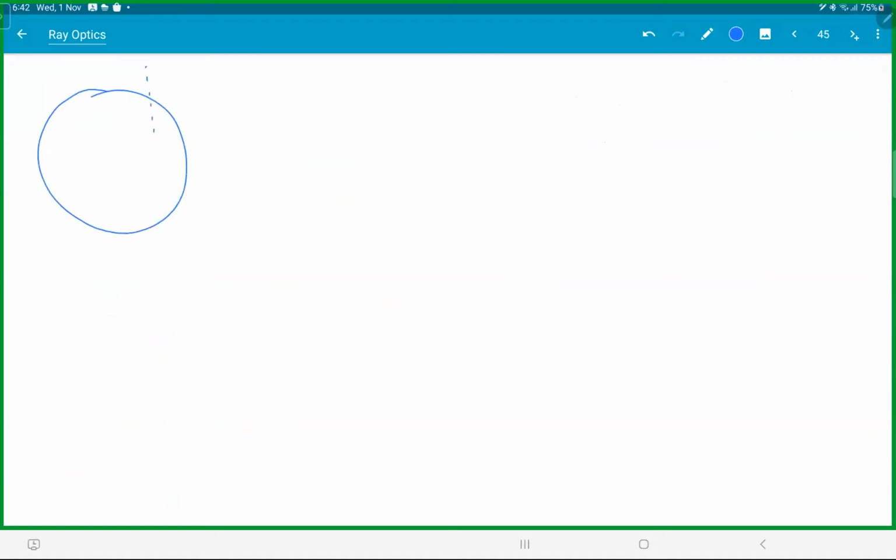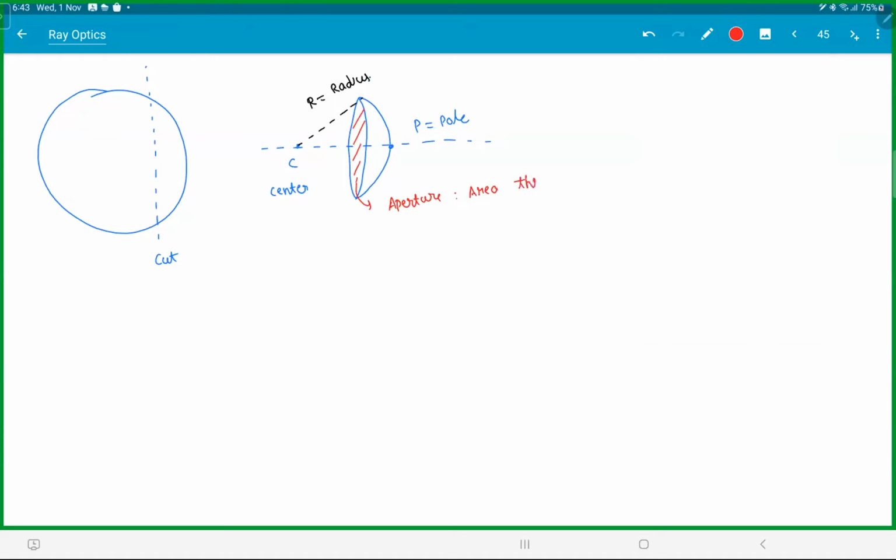Take a sphere, cut it. Once you cut it, you get this, a part of a sphere. This would be your center. This point P is the pole. This R is the radius. This red shaded region is called the aperture. Aperture is basically the region or the hole where the light enters. Area through which light enters.